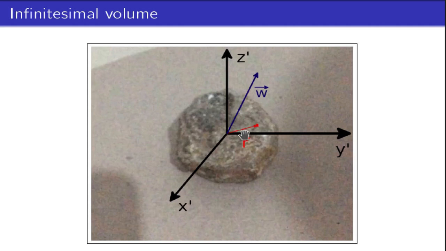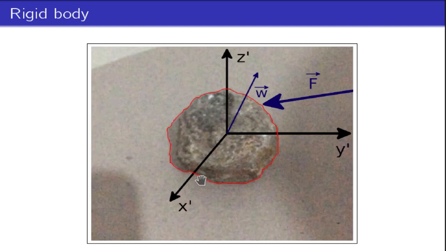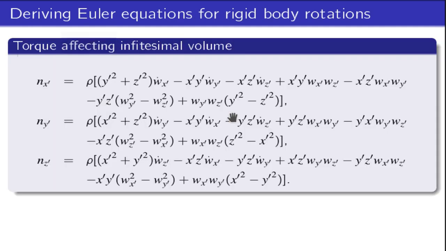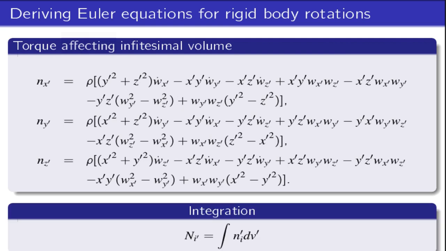We have obtained the relation for the infinitesimal volume. Now we should obtain a similar relation for the whole rigid body under the effect of an external force. As it is clear from the situation, if we integrate the result for the infinitesimal volume over the volume of the rigid body, we can obtain the necessary relation. These are the equations that we have obtained previously for the infinitesimal volume. From the integration of moments of force on the infinitesimal volumes, we obtain the moment of force for the whole rigid body.